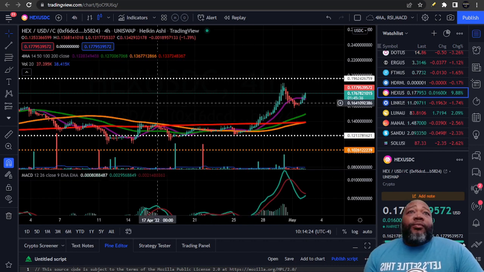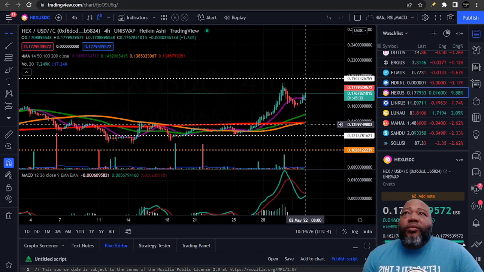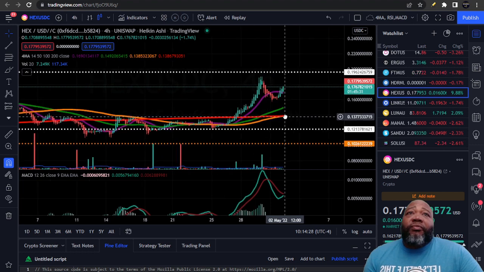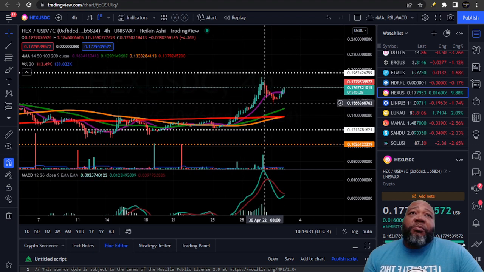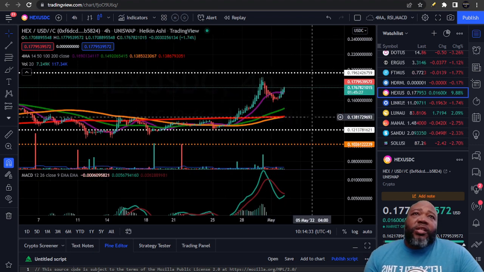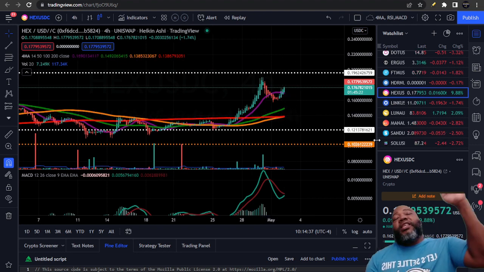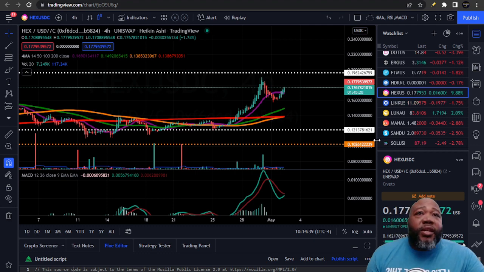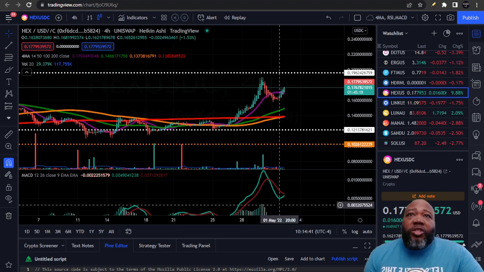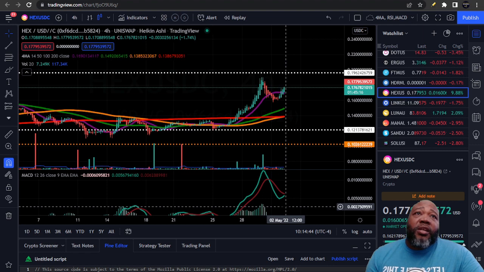Okay, now looking here at Hex, with the moving averages on a 4-hour chart, you're going to see that the 20-day moving average is starting to curl down, but it still looks good. And you got the 50-day here. The 100-day is about to cross over the 200-day. Yes, that is good news. That's just bullish news right there, guys. That's why I'm so excited.